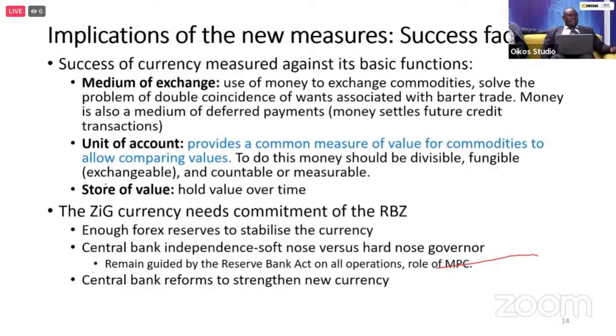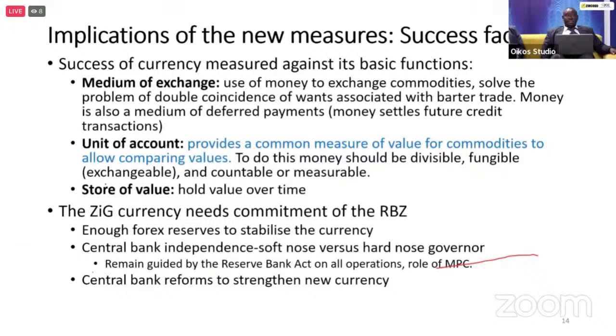So that's number 1. Then number 2, money should be used as a unit of account, should perform the unit of account function, which means it should provide a common measure of value for commodities to allow comparing values. So to do this, money should be divisible, fungible or exchangeable, countable or measurable. So this does not require a rocket scientist to establish whether money is performing its functions.